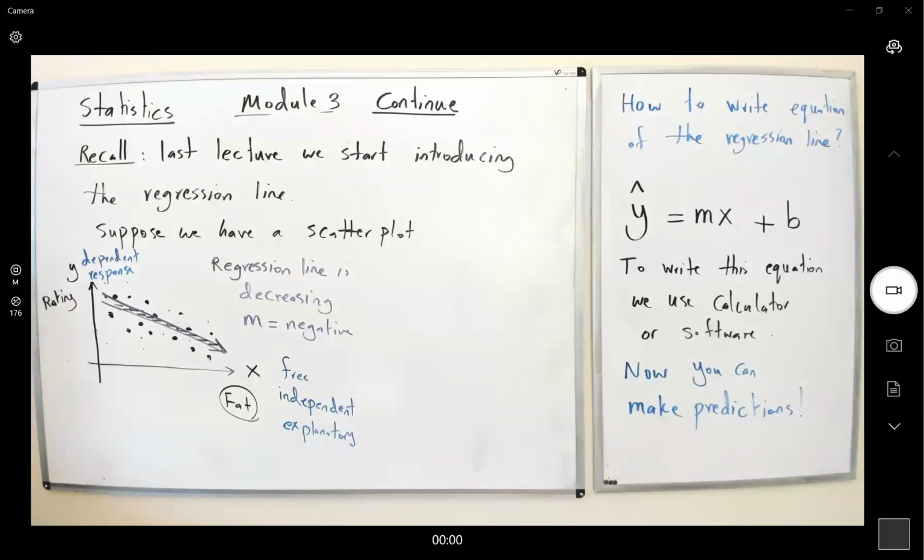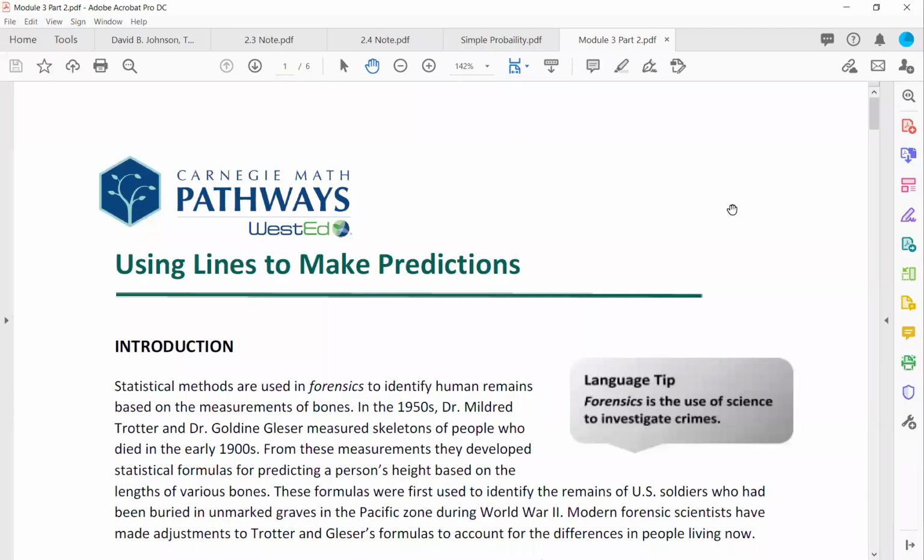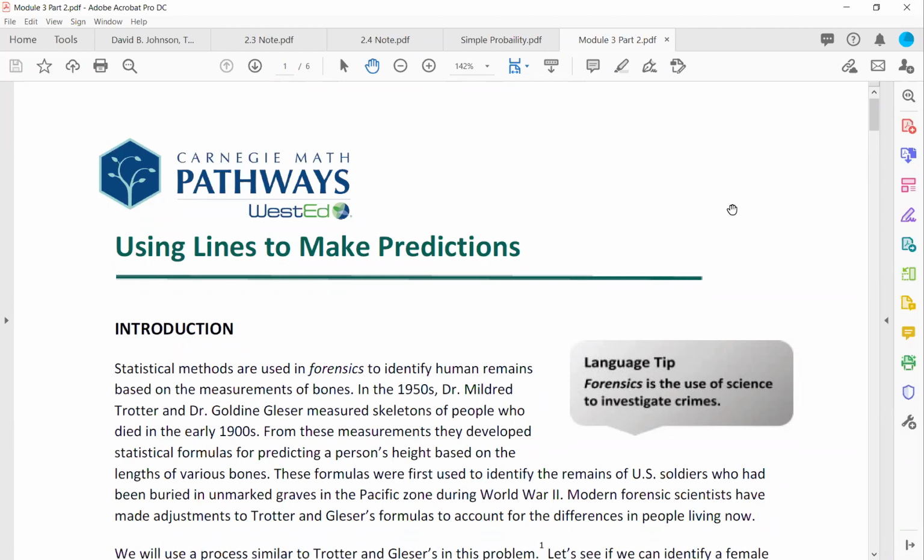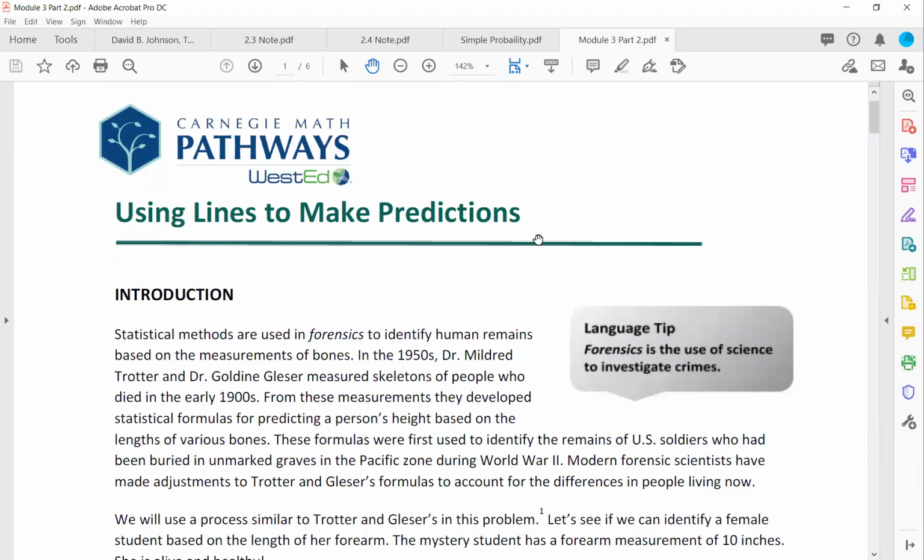Well, let's take a look at our notes. We are on module 3, part 2, using lines to make predictions. Statistical methods are used in forensics to identify human remains based on the measurements of bones. In the 1950s, Dr. Mildred Trotter and Dr. Goldine Gleser measured skeletons of people who died in the early 1900s. From these measurements, they developed statistical formulas.